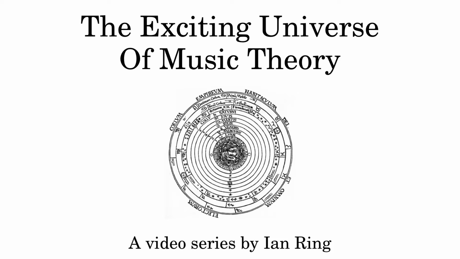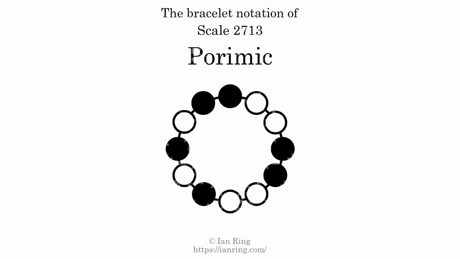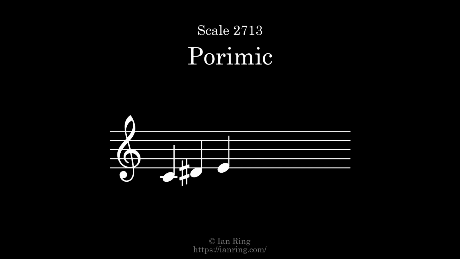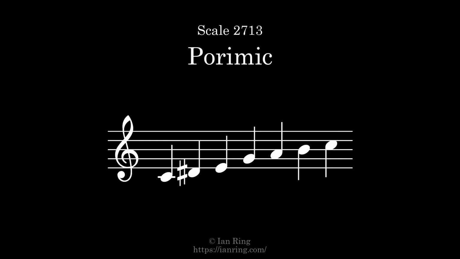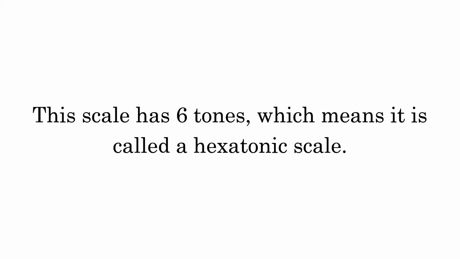Then let's begin. Today we will talk about scale 2713, Porimic, which sounds like this. This scale has 6 tones, which means it is called a hexatonic scale.